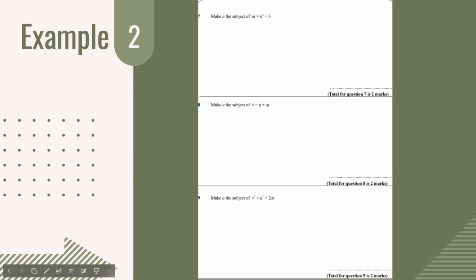Here are some more exam questions for you to have a go at. Have a go, pause the video, and unpause when you've done. So, in our first question, make n the subject of m equals n squared plus 3. So first, we minus 3 from both sides to get m minus 3 equals n squared, meaning n is positive or negative the square root of m minus 3.